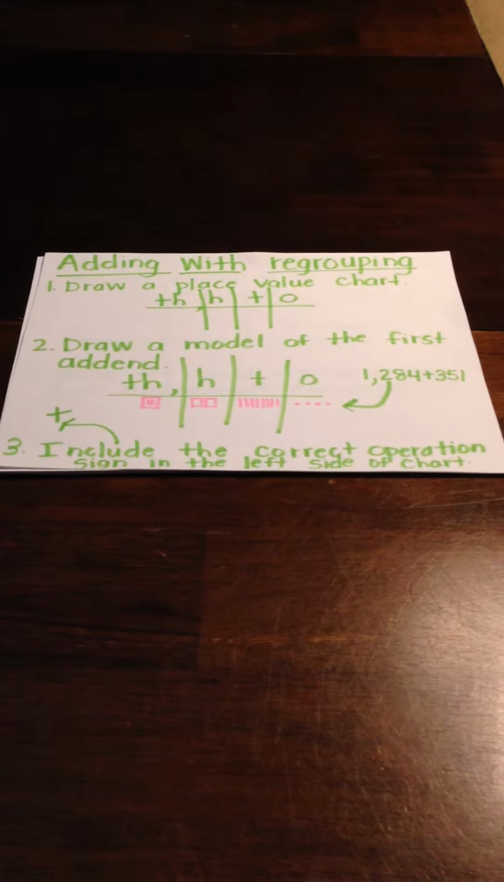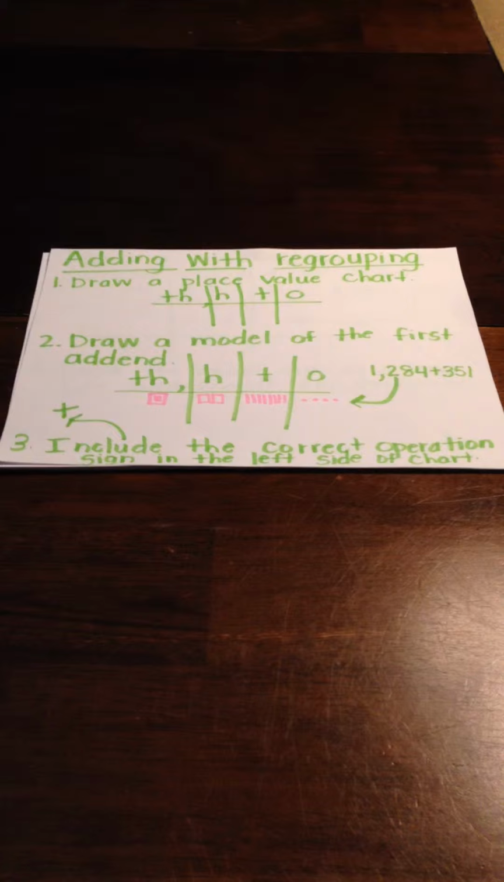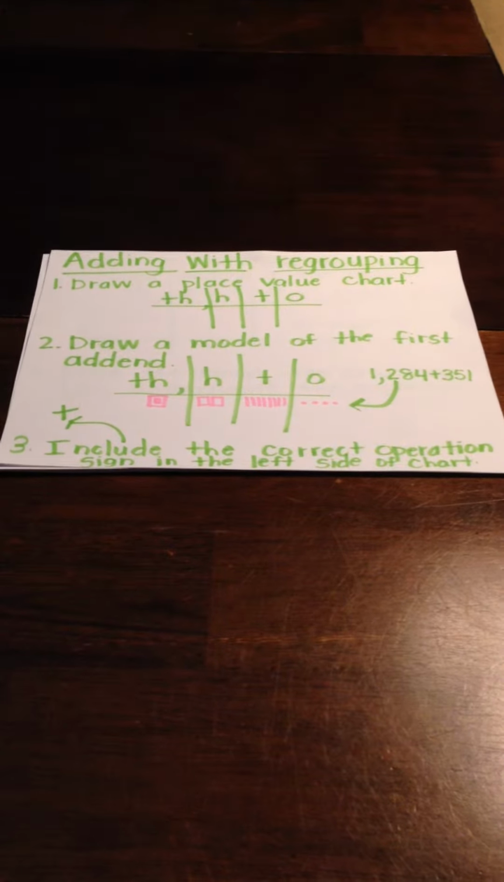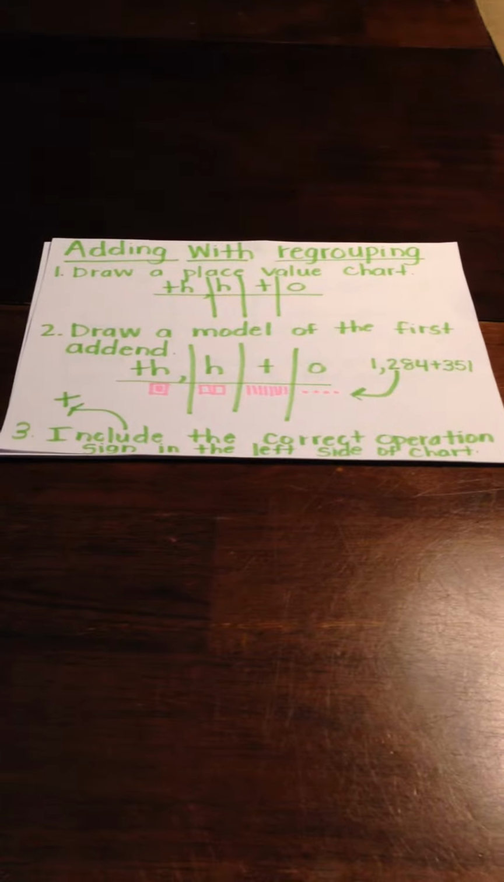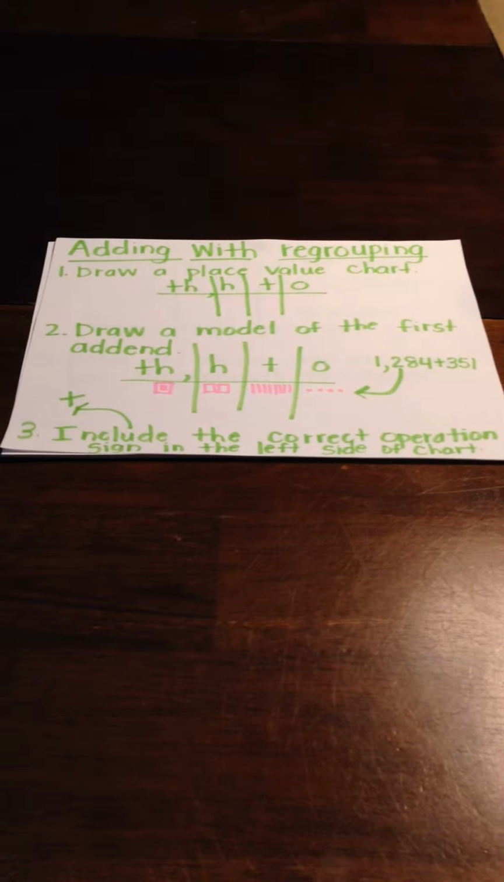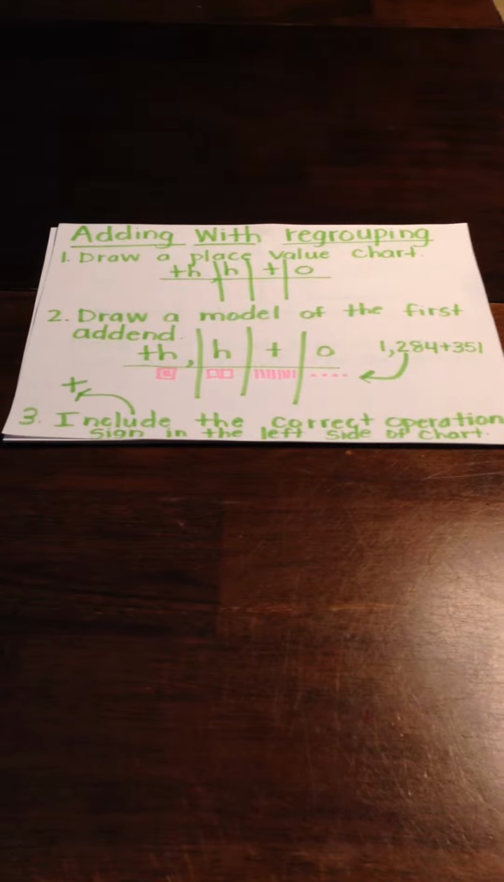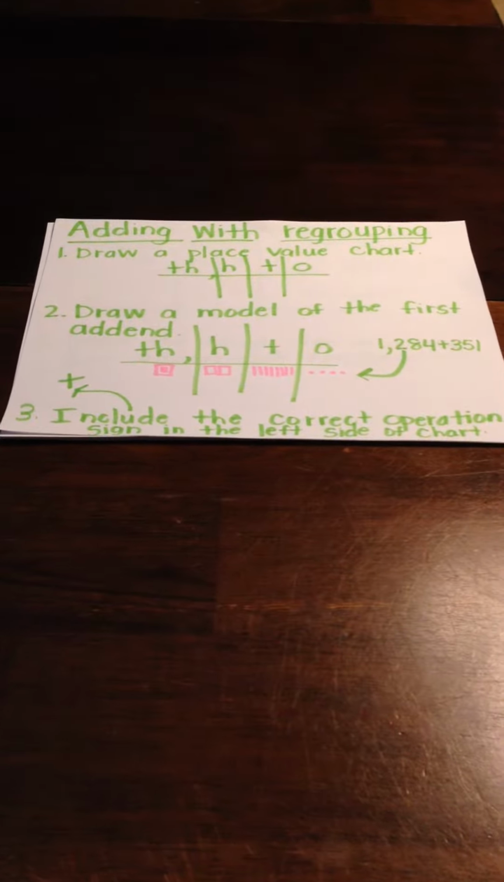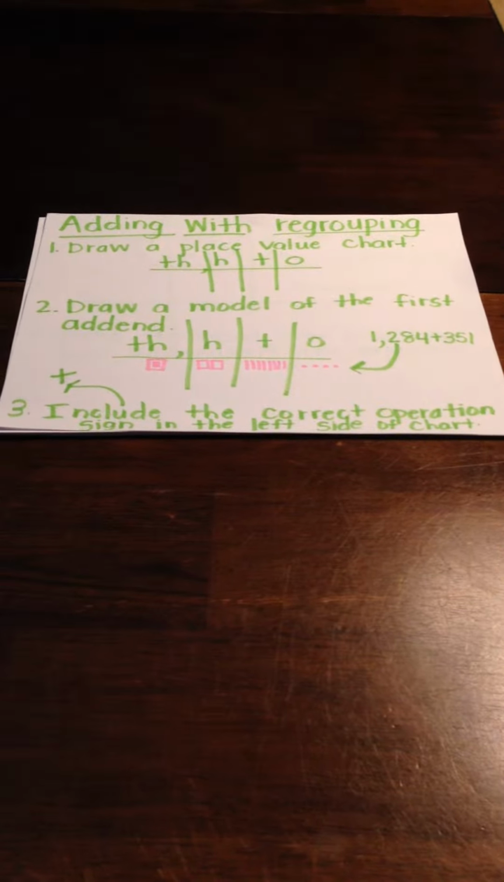In the example, 1,284 plus 351, the first addend is going to be 1,284. We draw that in the chart using a square with a smaller square inside in the thousands place, 2 squares in the hundreds place, 8 sticks in the tens place, and 4 dots in the ones place.